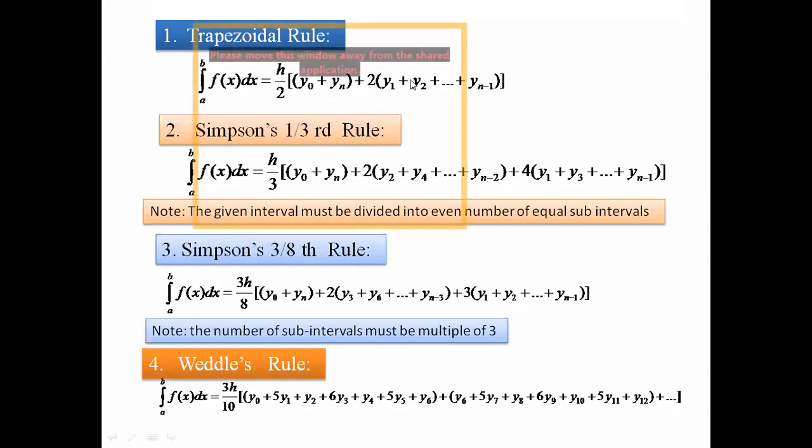But in the last exam, they asked to solve that problem using the 1/3 rule, 3/8 rule, and Weddle's rule. They mentioned these, but these two rules cannot be applied if 10 divisions are there. 10 divisions means it is a multiple of 2 only, so only those two formulas can be used. Note it. Otherwise, that method is very simple. Depending on the number of divisions, you have to use it. But if it is not mentioned, then all the formulas you can use.